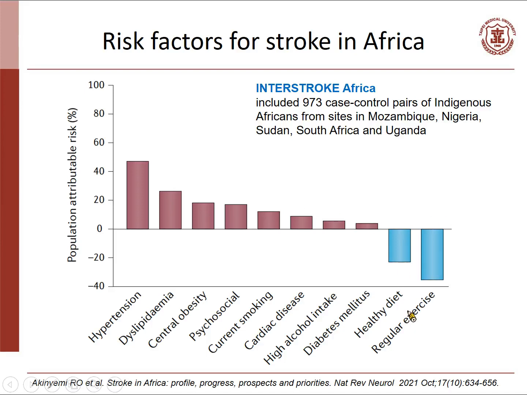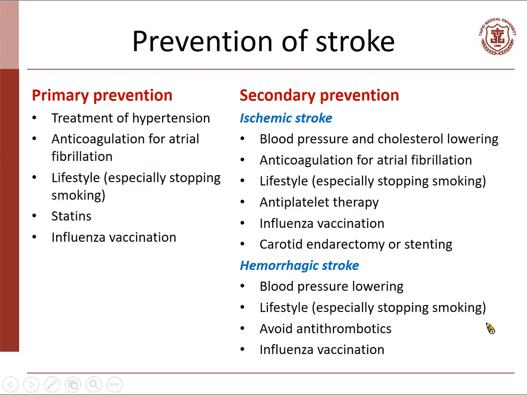And take a look, we have a good choice to reduce the risk, which is a healthy diet. I think we provide a healthy diet today. No fried chicken. Okay. And regular exercise. So those we can do besides the medication. For primary prevention of stroke, we need treatment of hypertension. If the patient has atrial fibrillation, we need anticoagulation. Lifestyle modification and exercise, we know, are important, as is a healthy diet, and statin use for hyperlipidemia. Influenza vaccination will be helpful because some viral infections may also increase the risk for stroke.